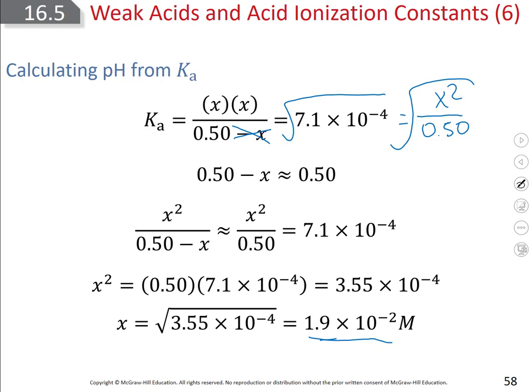So my recommendation, unless you really feel like doing the quadratic every single time, go ahead and make this assumption and then calculate the percent ionization. If you get a percent ionization 5% or greater, then go back and do the quadratic. But if not, then you can just proceed and find the pH.